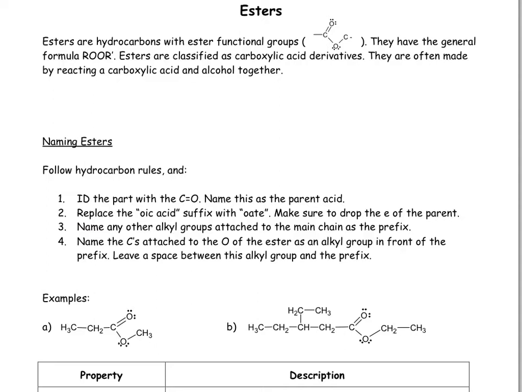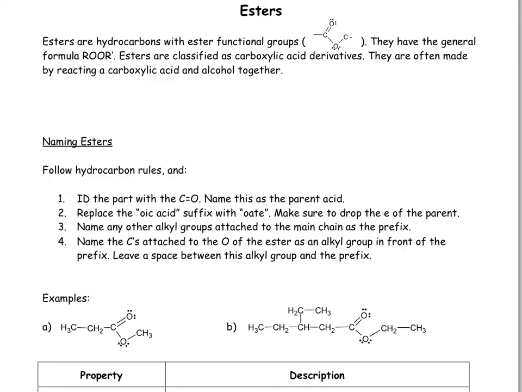Esters are hydrocarbons with ester functional groups. Again, we've got the name of the functional group matching the name of the family. Don't get confused. An ester functional group is recognized by its spelling COC double bonded O, or COO. Sometimes it's spelled backwards, so pay attention in your molecule. They have the general formula R, which represents your parent chain, COOR prime. The R prime represents the carbon chain attached on the other side of the functional group.